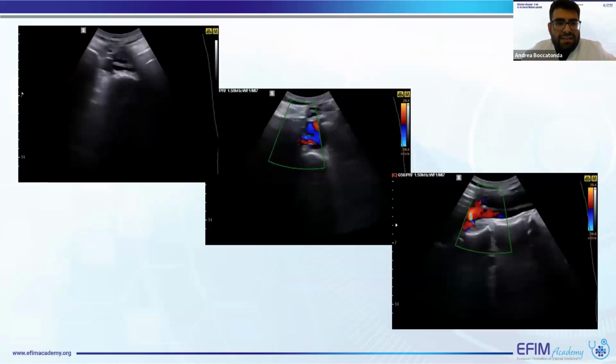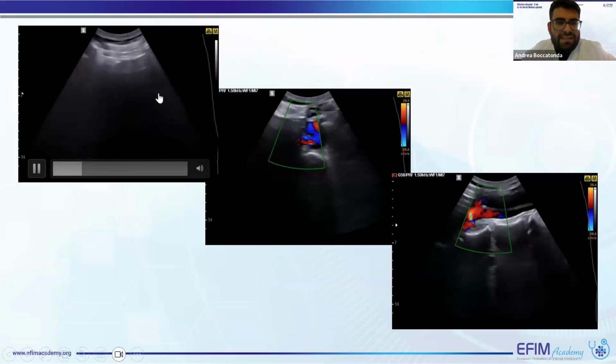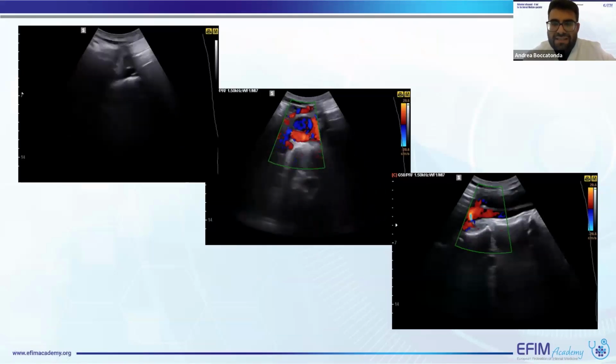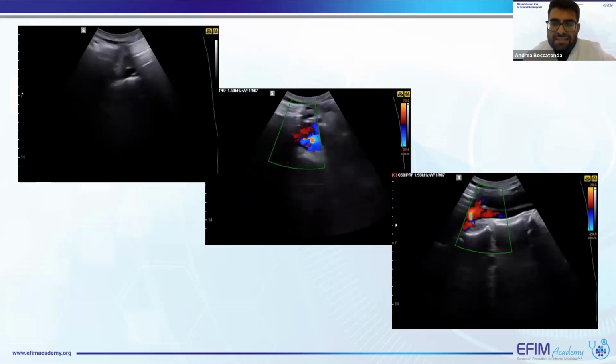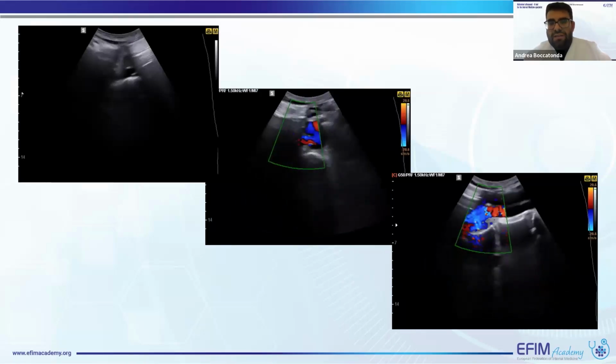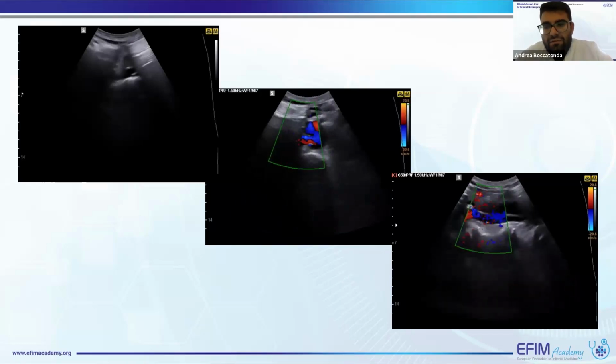In our case, it is quite clear in B mode, the presence of the flap inside the lumen of the aorta, and this is in transverse axis and longitudinal axis, the presence of the double lumen with arterial vascularization in both the lumens.